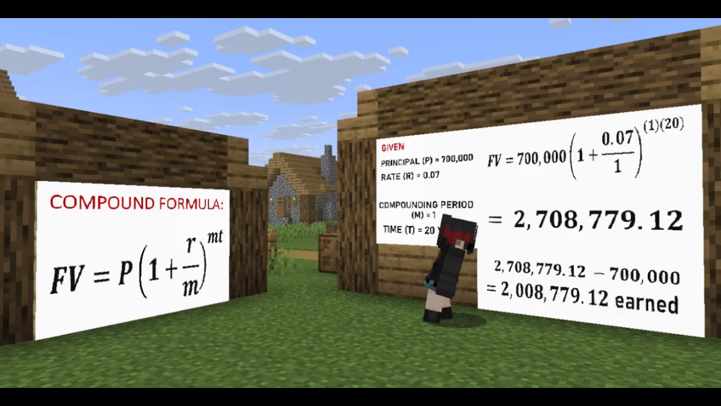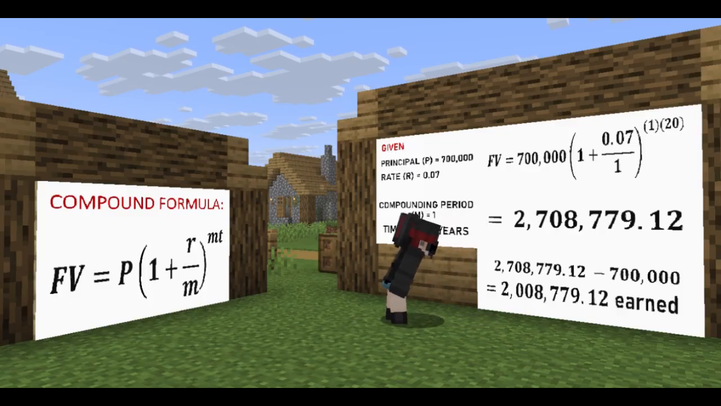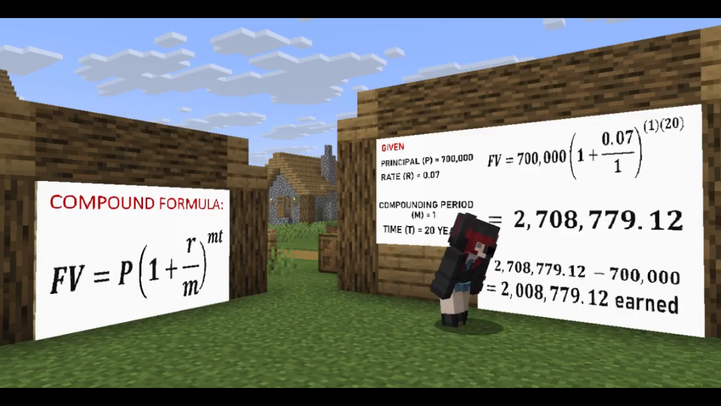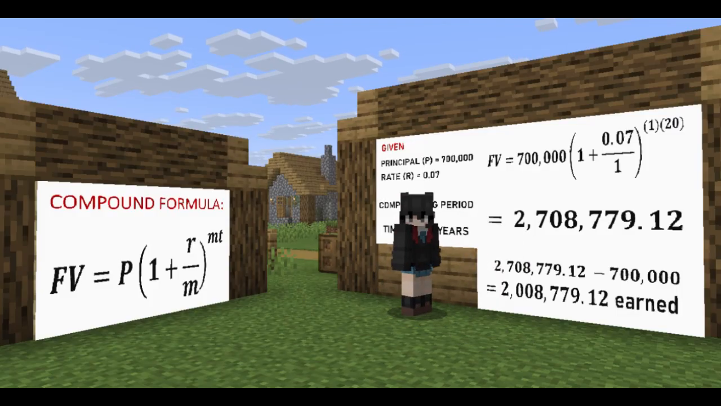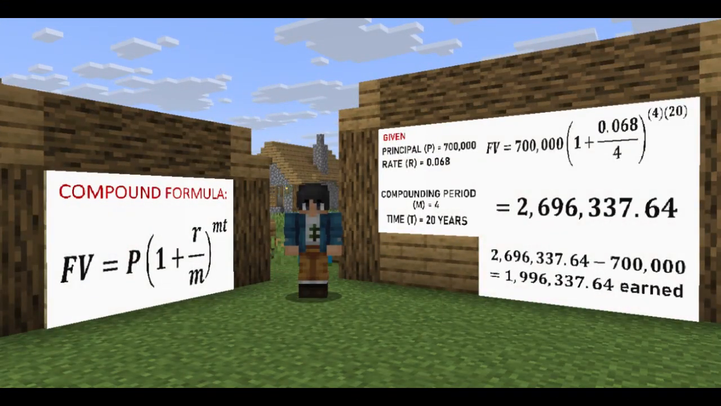2,708,779.12 pesos. Subtracting the principal, 2,708,779.12 pesos minus 700,000 equals 2,008,779.12 pesos earned. Alright, now for Bank B, compounded quarterly.